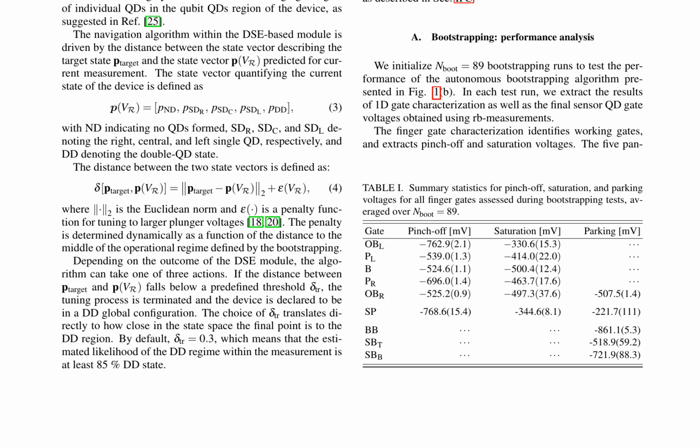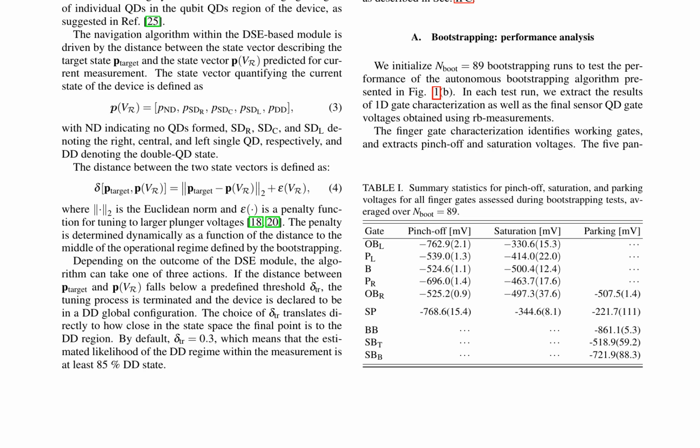The navigation algorithm within the DSE-based module is driven by the distance between the target state vector P_target and the predicted state vector P(V_R). The state vector quantifying the current state of the device is defined as P(V_R) = [P_ND, P_SDR, P_SDC, P_SDL, P_DD], where ND indicates no QDs formed, SD_R, SD_C, and SD_L denote the right, central, and left single QD, respectively, and DD denotes the double QD state.